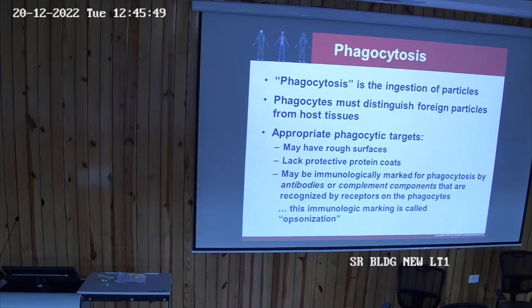They may have a rough surface, lack a protective protein coat, and may be immunologically marked for phagocytosis by antibodies or complement components. Okay, when we talk of B lymphocytes, they will be forming antibodies. There in immunity, you will be talking about the complement system. So the C3 complement system is there for recognition. They will combine with the phagocytic receptors and result in opsonization, the important step for phagocytosis. This is known as opsonization.